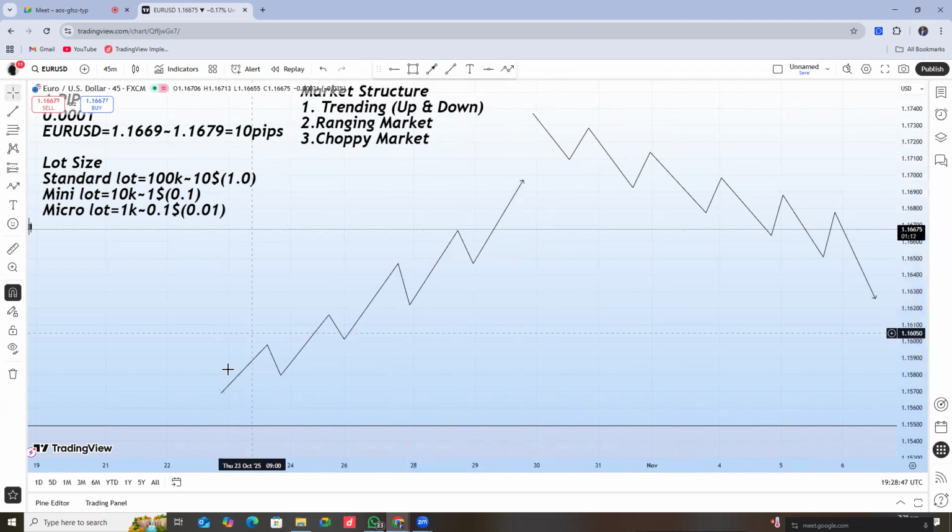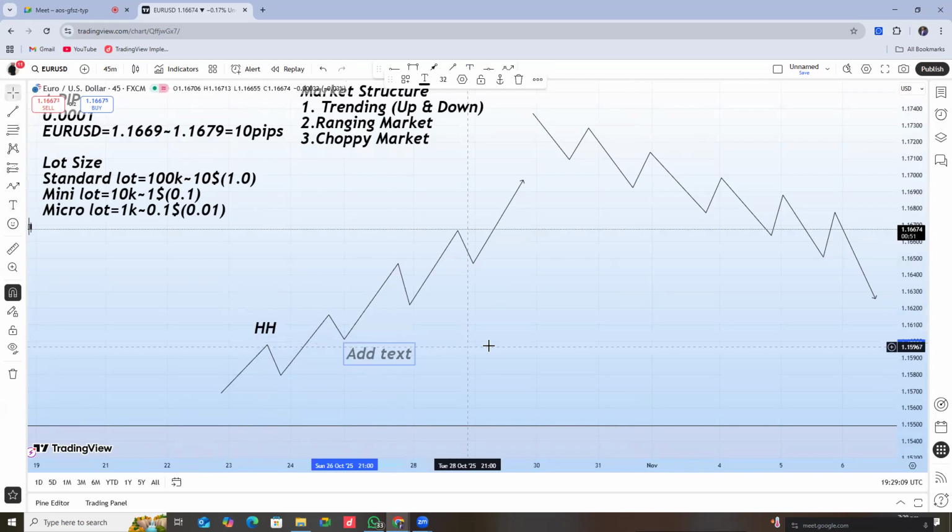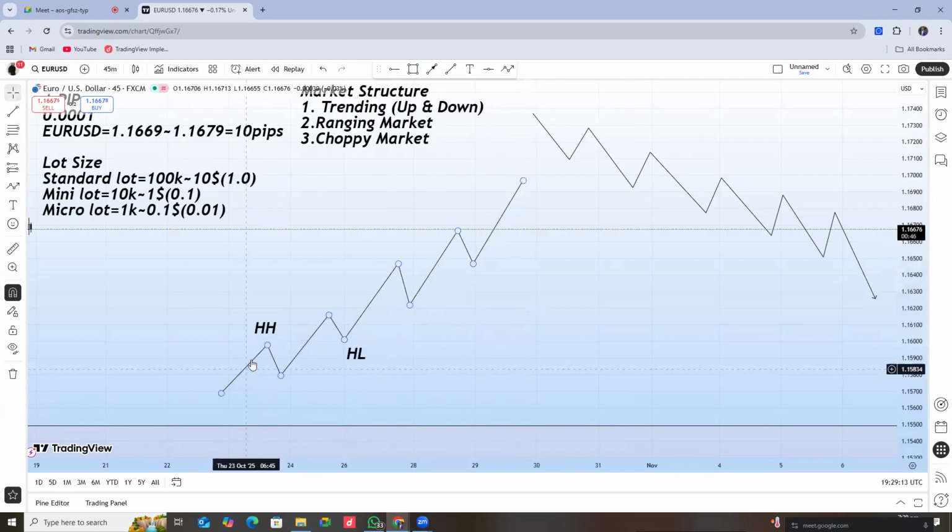So this is it. You see, when the market is going up, it goes up and then it comes down. Where it gets to before it goes down, we call it higher high. And then where it picks up the buy is what we call higher low. So we have this higher high, higher low, higher high, higher low, higher high. As it progresses, it keeps forming higher highs and higher lows.